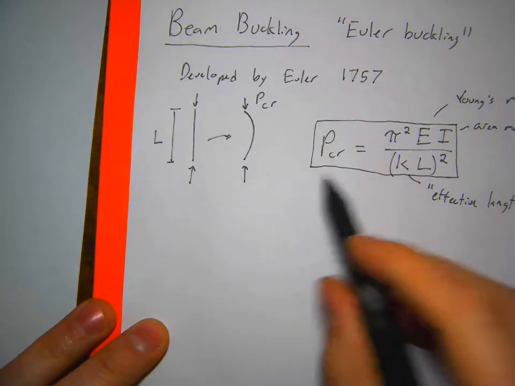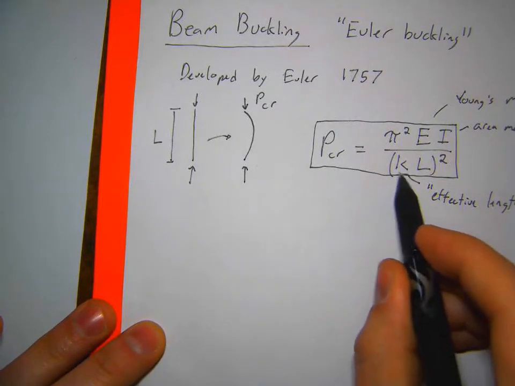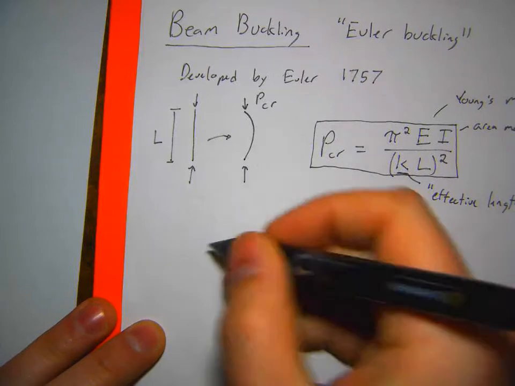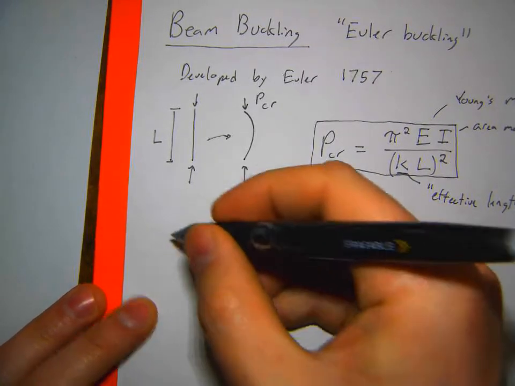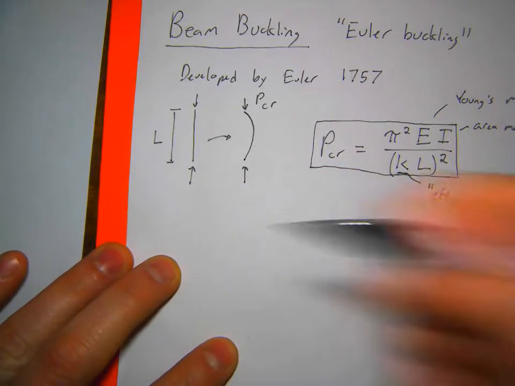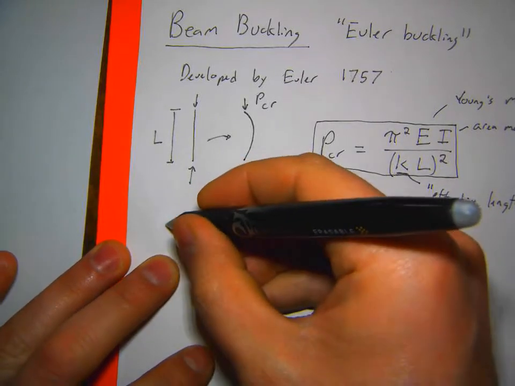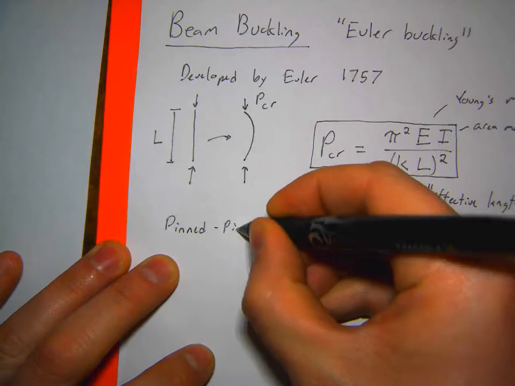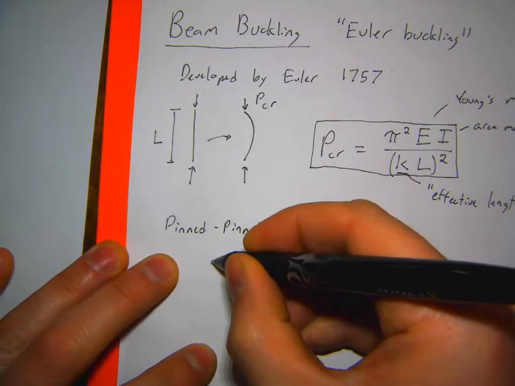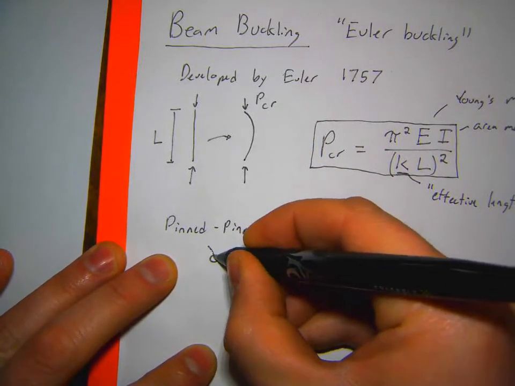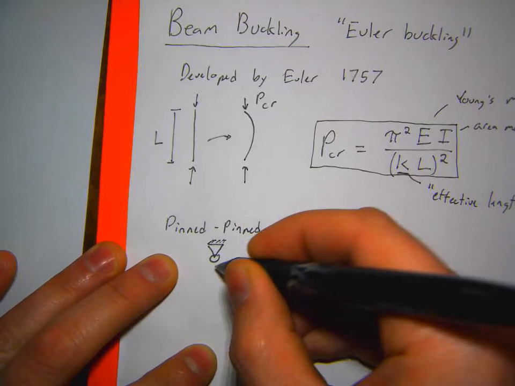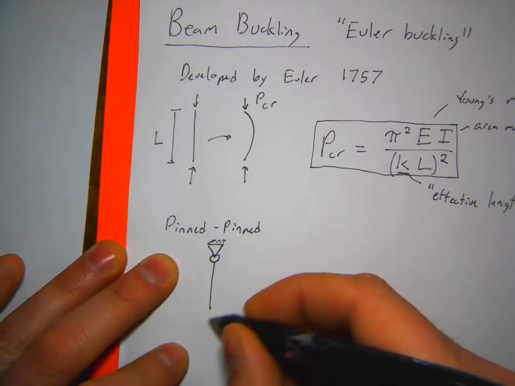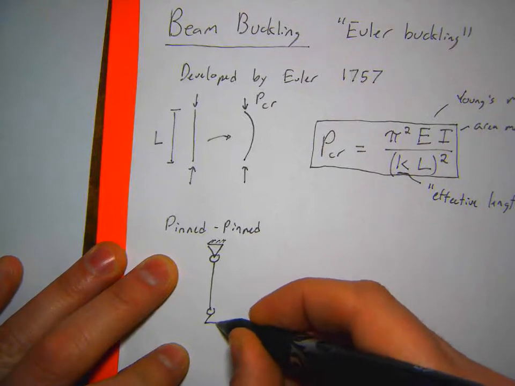So for beam buckling here, what we want to figure out now is that K, and that K depends on boundary conditions. There's a few simple ones that are analytically solvable that I'll show. So the simplest one is pinned, which means that I have a pin joint here on my beam, so it can rotate freely at both ends of this.